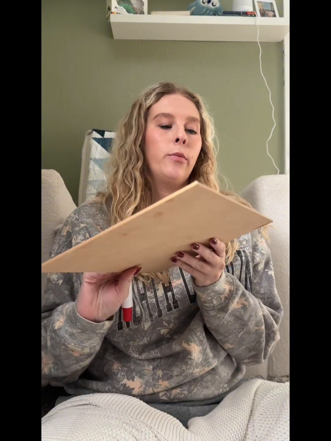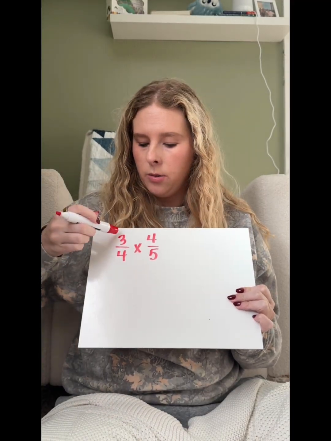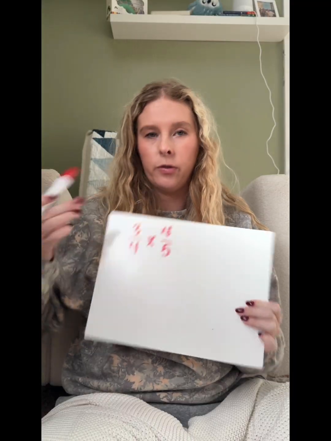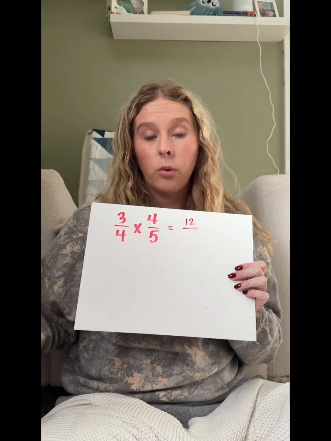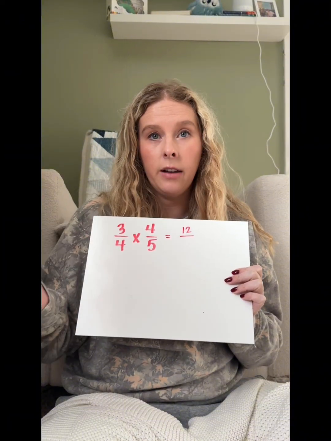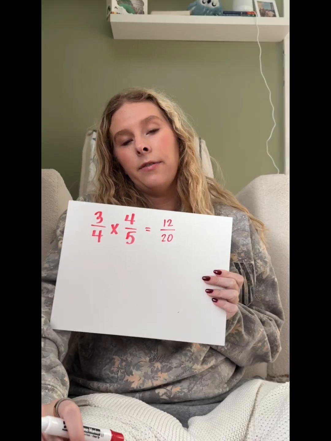All right, this last video is going to be putting it all together. It's going to be multiplying fractions together and then simplifying them. So if we have the problem 3/4 times 4/5, we are going to, step 1, multiply our numerators. 3 times 4 is 12. Step 2, multiply your denominators. 4 times 5 is 20. And then step 3 is to simplify if needed.